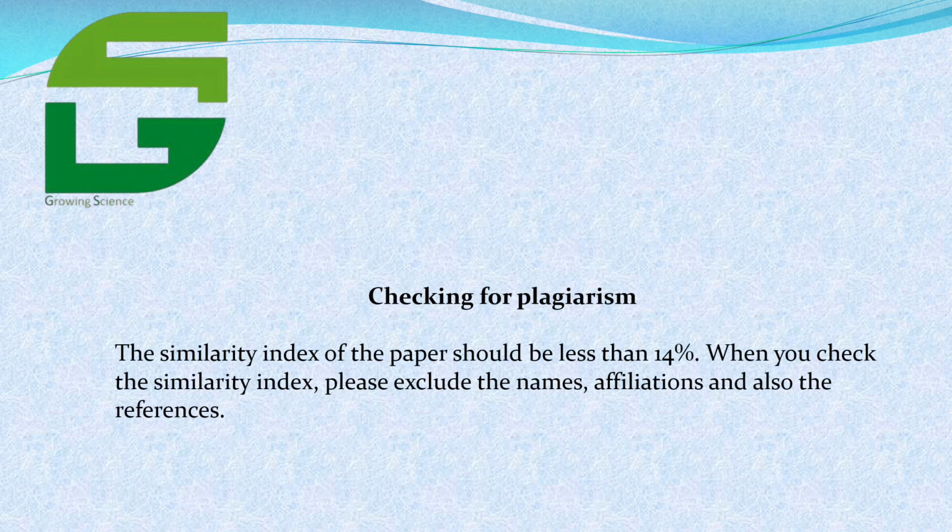The next step is to make sure there is no plagiarism in the paper. The similarity index of the paper should be less than 14%. When you check the similarity index, please exclude the names, affiliations, and also the references. The authors are needed to check this prior to submission.